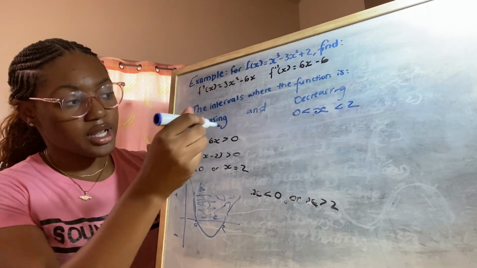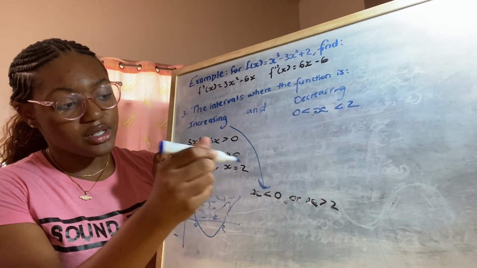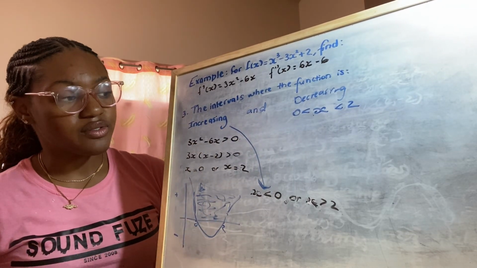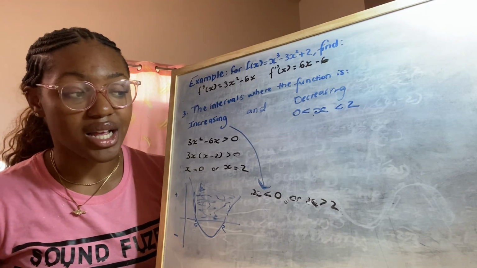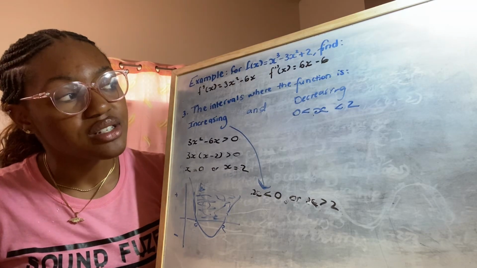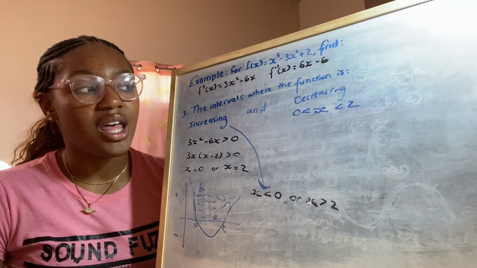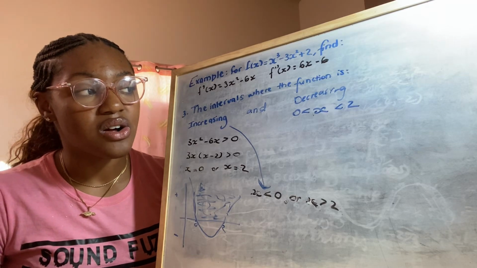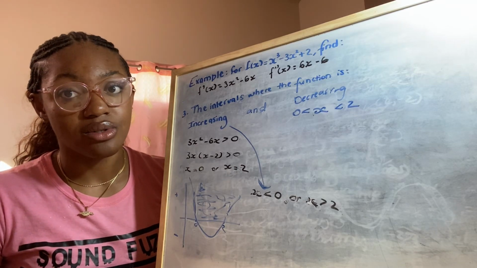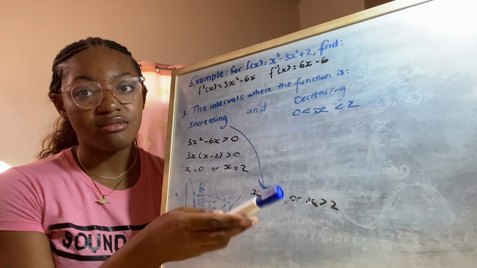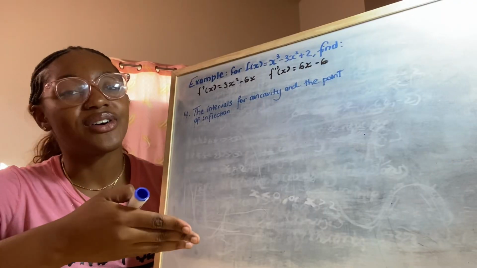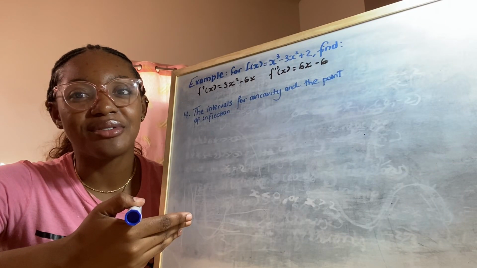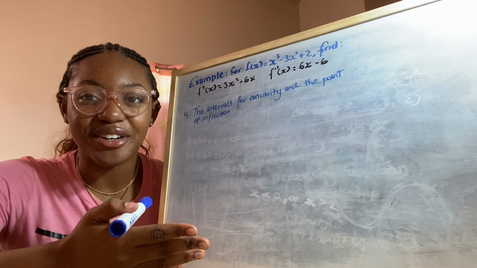So here we have the increasing function interval being x is less than 0 or x is greater than 2, and for the decreasing function interval, we have x is greater than 0 and x is less than 2. Disjoint, joint. And here's our final part and also the final question for this video.